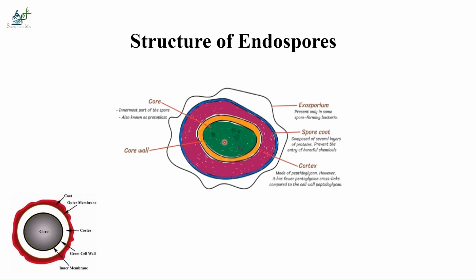And the innermost layer, you can see this is the core, and it is also called the spore protoplast. It contains the nucleus and also some substances such as dipicolinic acid.